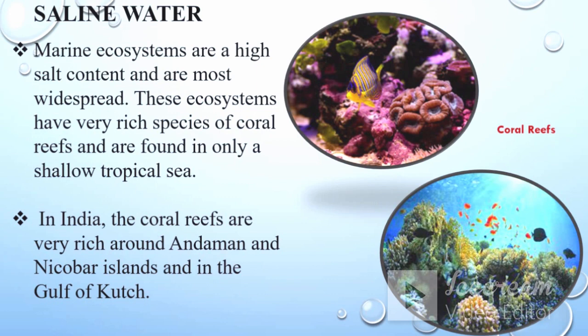Marine ecosystems have a high salt content and are most widespread. These ecosystems have very rich species of coral reefs, which are found only in shallow tropical seas. In India, the coral reefs are very rich around the Andaman and Nicobar Islands and in the Gulf of Kutch.